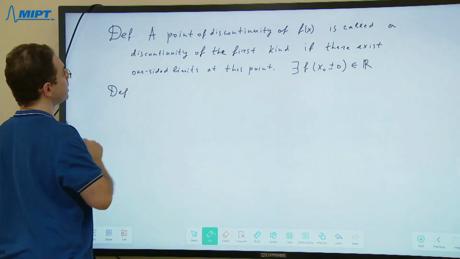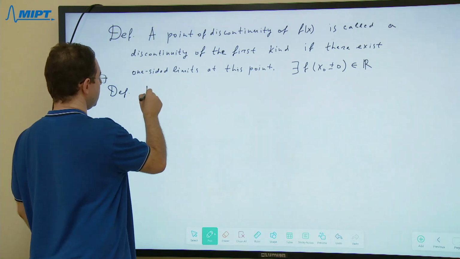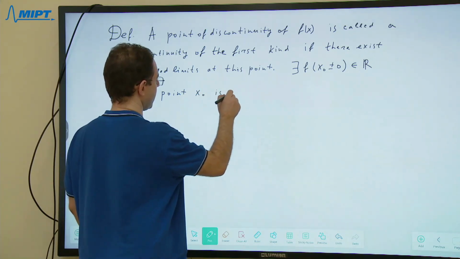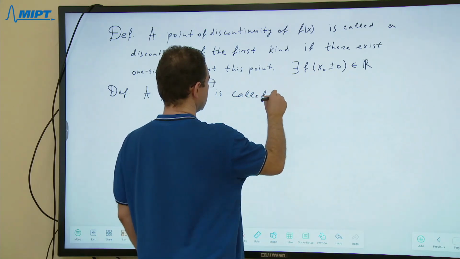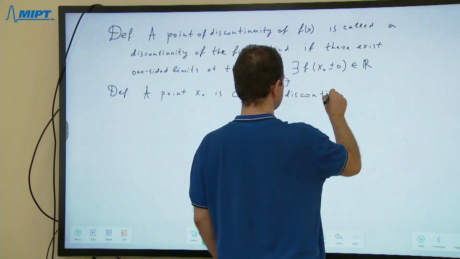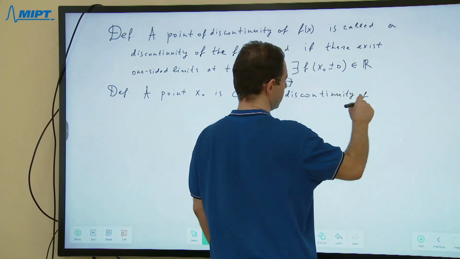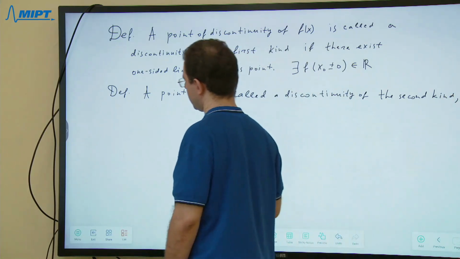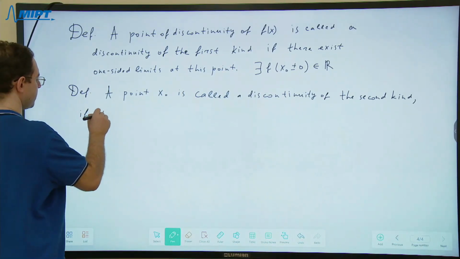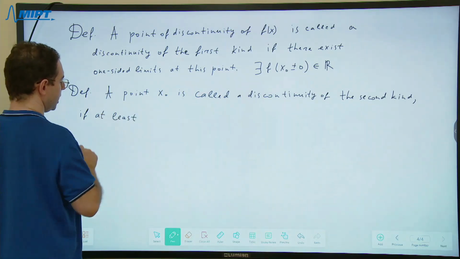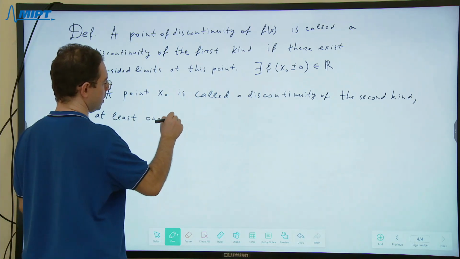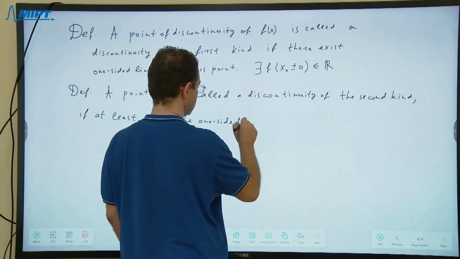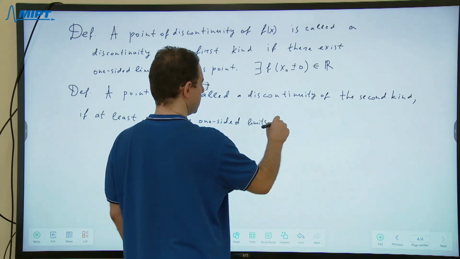Definition. A point x0 is called a discontinuity of the second kind if at least one of the one-sided limits does not exist.